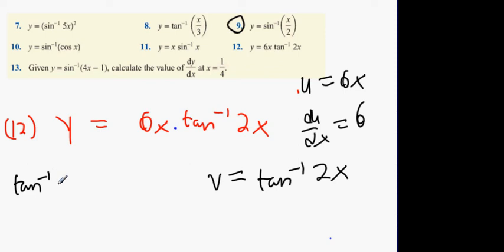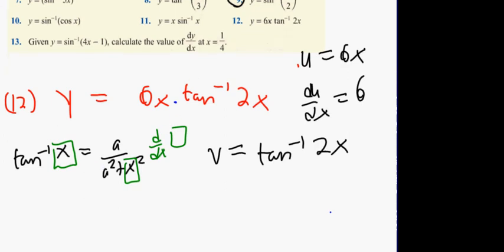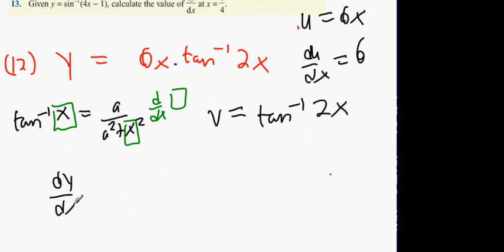Tan inverse x is, what is it again, guys? A over a squared plus x squared. Now guys, replace the x with what, guys? A box. It's whatever is in the box, and then you've got to differentiate whatever is in the box. That's the missing part. Represent the x's as boxes and differentiate whatever's in the box. So, okay. So what we're going to get here is this. dy dx ends up being equal to A, which is always 1.